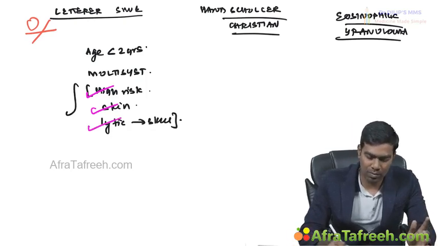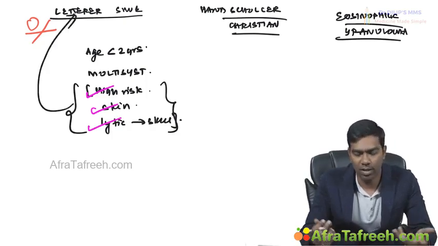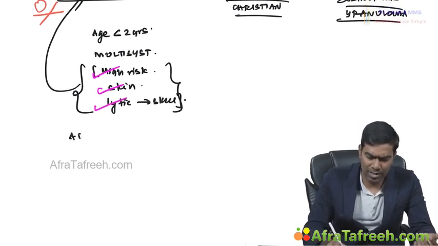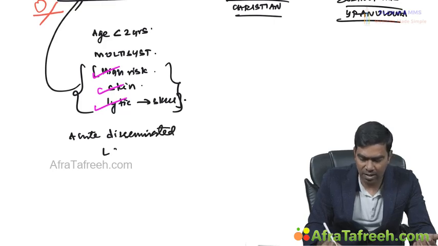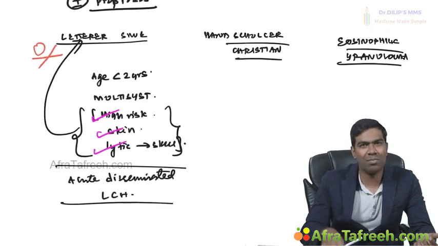So this is what previously we thought, and we called it Letterer-Siwe disease. The other name for this Letterer-Siwe disease, we also call it acute disseminated LCH, and they need very intensive chemotherapy, which we'll discuss in some time. So acute disseminated LCH, but these terms should be avoided. In the modern era, this Letterer-Siwe disease will come under simply multisystemic LCH with high-risk organ involvement. That's it, nothing else. So that is how you're going to diagnose this in the modern era.